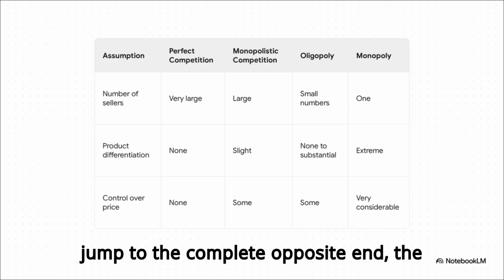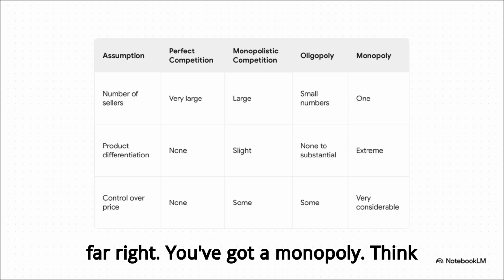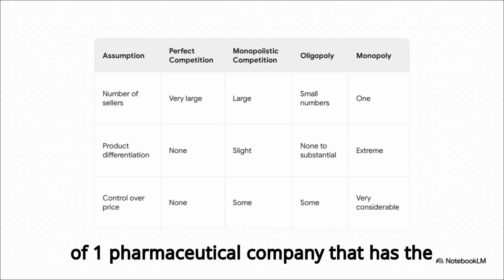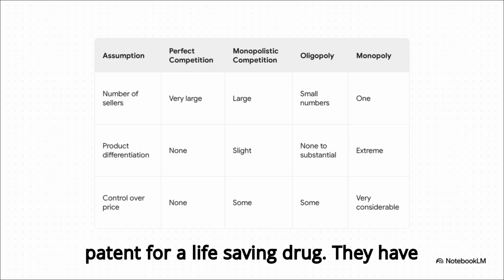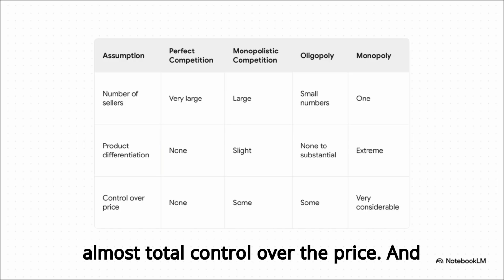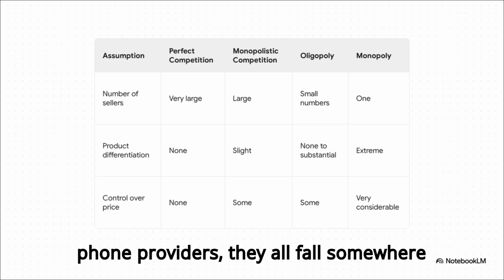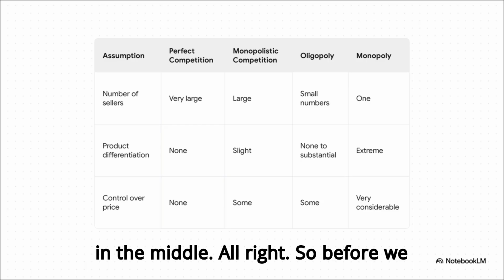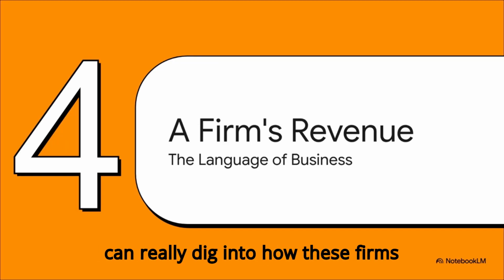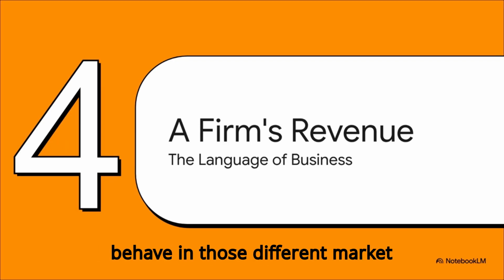Now jump to the complete opposite end, the far right, you've got a monopoly. Think of one pharmaceutical company that has the patent for a life-saving drug. They have almost total control over the price. And pretty much every other business you can think of, restaurants, airlines, cell phone providers, they all fall somewhere in the middle.